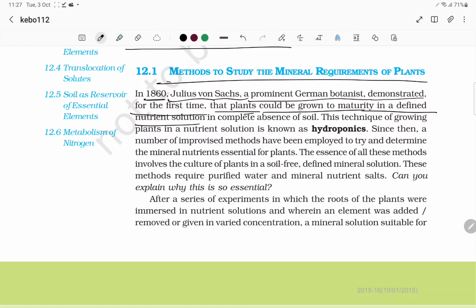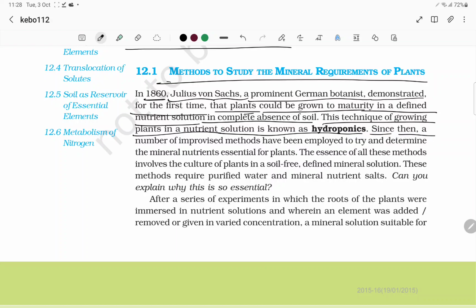While adding the minerals, whatever growth, metabolism and physiological changes he saw, and while removing, whatever deficiency he saw, and if you add more, whatever toxicity we can see, all these things he observed in the absence of soil. So the technique of growing plants in nutrient solution is known as hydroponics.